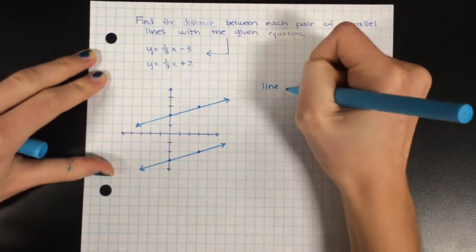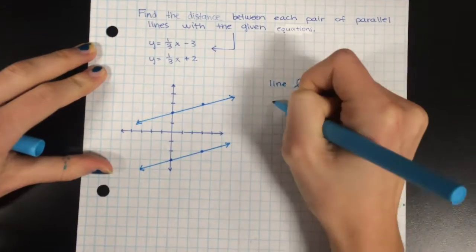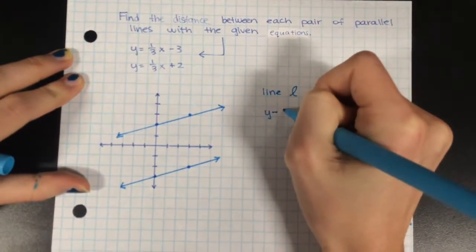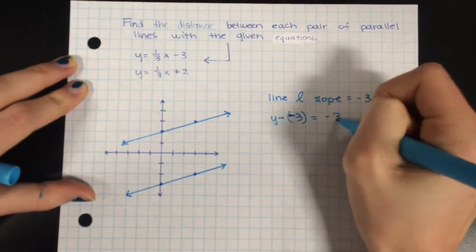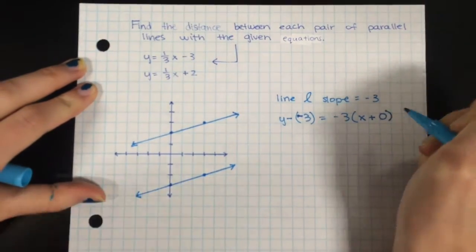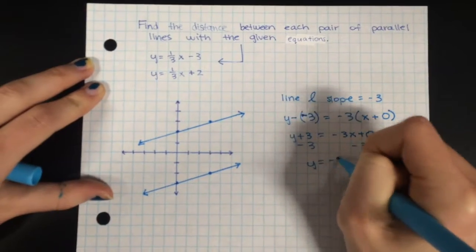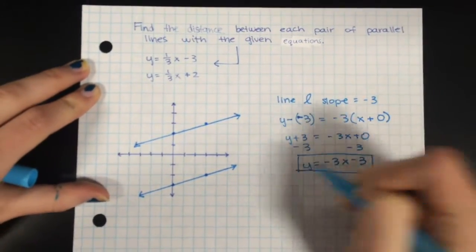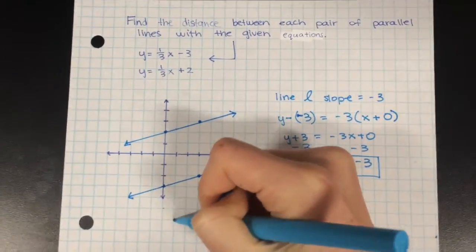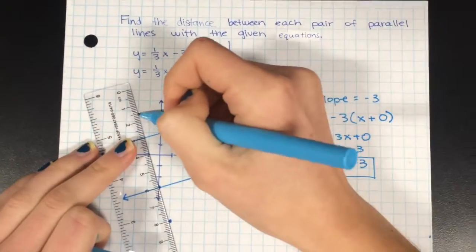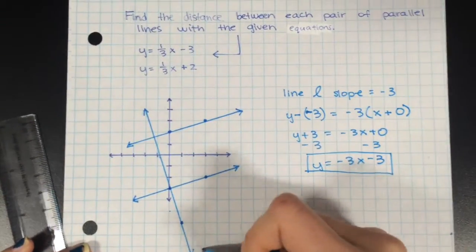Start by finding the equation of line L, which will be perpendicular to the two lines. Plug in the points (0, -3) and the slope -3 into point-slope form to get the equation of the line. Use a system of equations to determine the point of intersection between lines L and M.